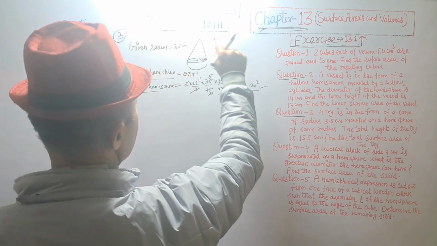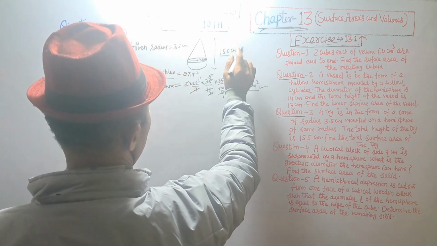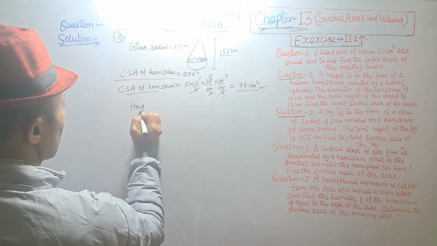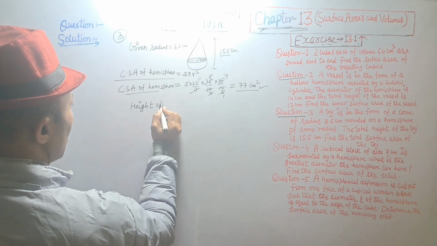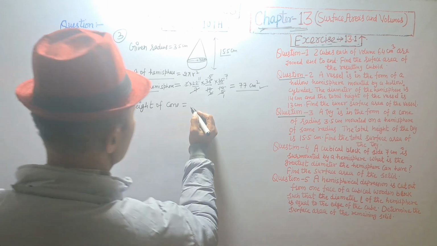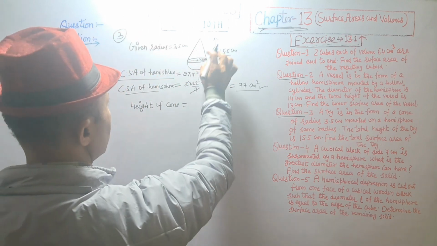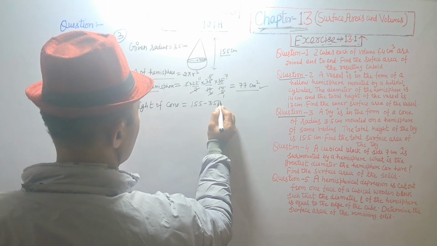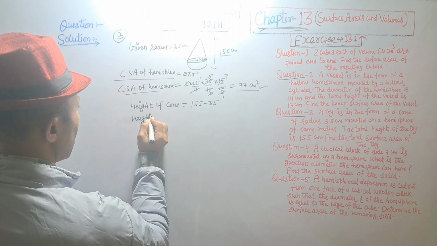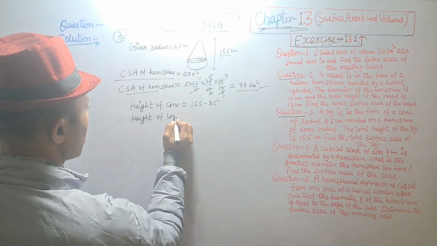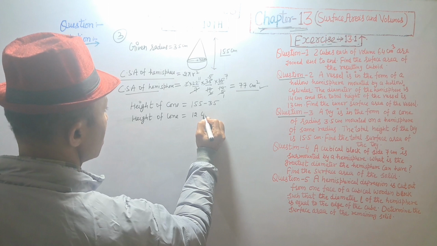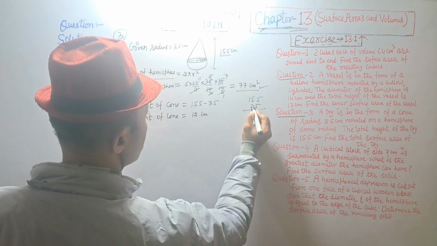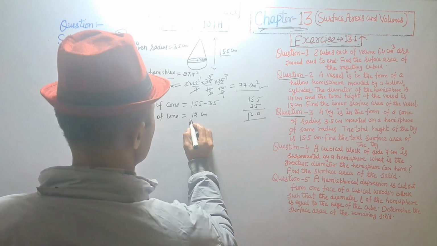And total height is 15.5, and height of cone is equal to total minus 3.5, the radius. We get 15.5 minus 3.5. Height of cone is equal to 12 centimeter.